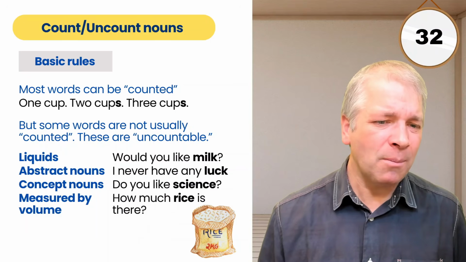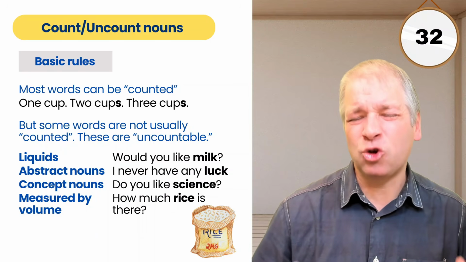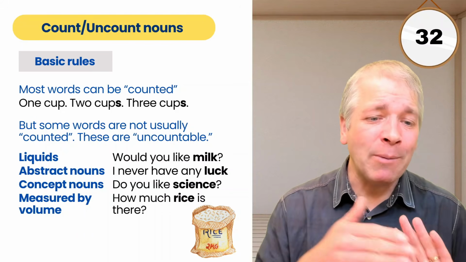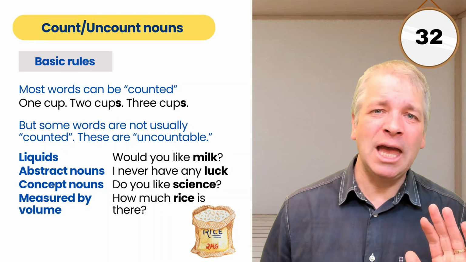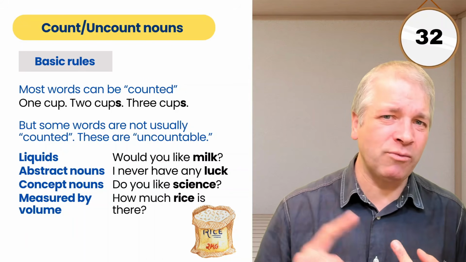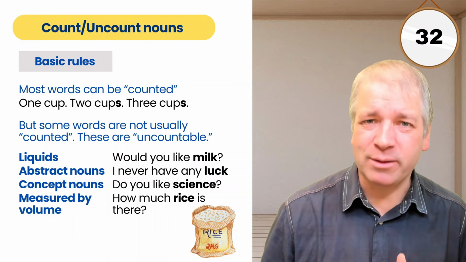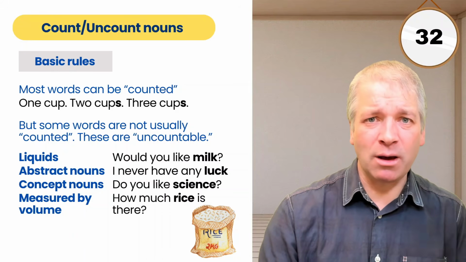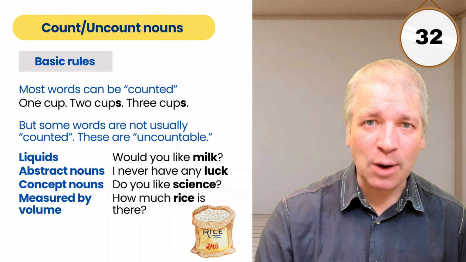And some things are measured by volume simply because there's too much of them. Sometimes we call these mass nouns, like rice. How much rice is there? It just would be too difficult to count 1 rice, 2 rice, 3 rice, 4 rice, 5 rice. Just call it all rice. It makes it easier. And these are uncountable or uncount.